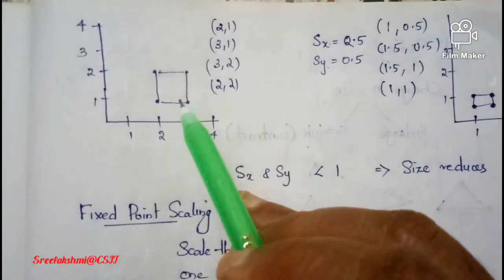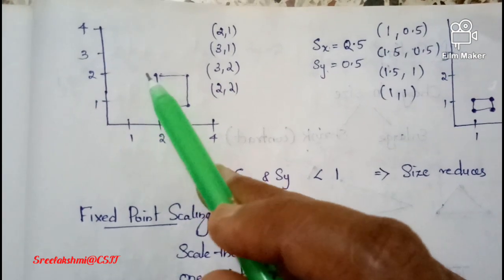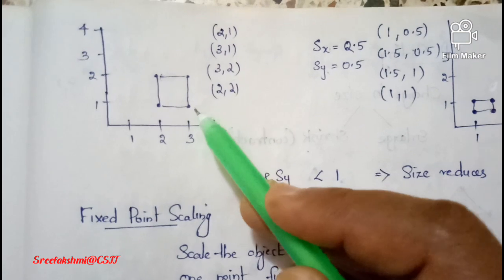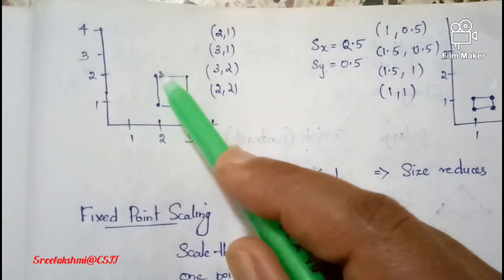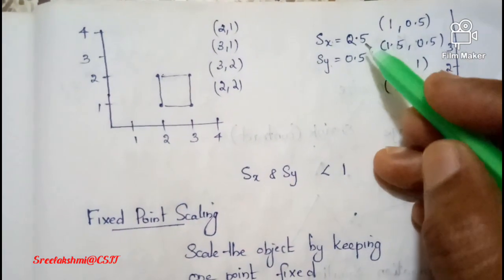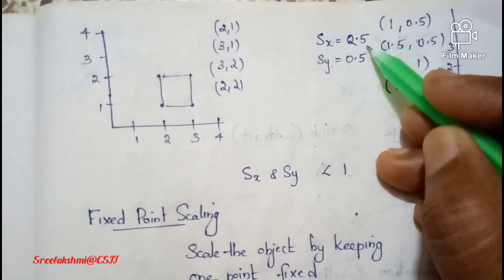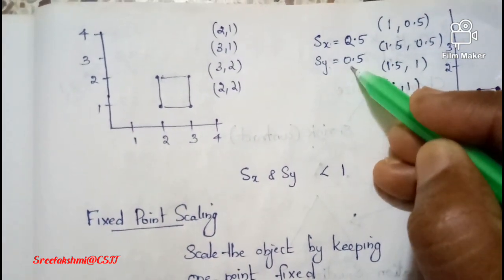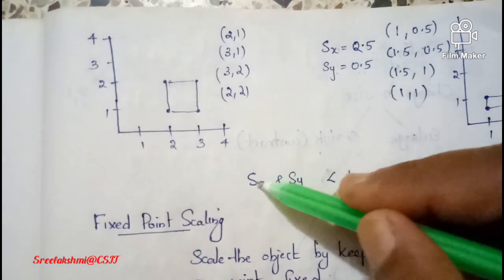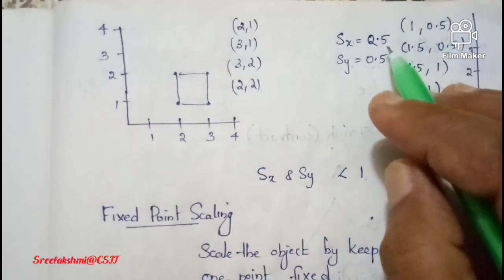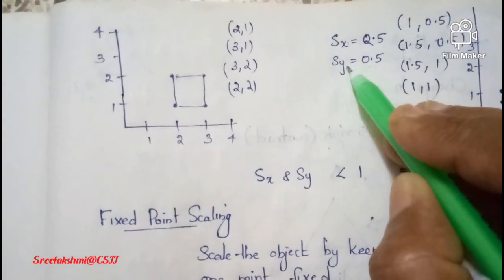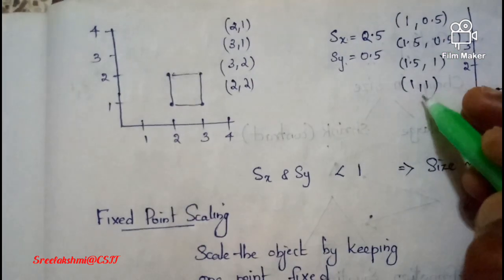Consider a graph where a square is plotted and the initial points of the square are at points (2, 1), (3, 1), (3, 2) and (2, 2). Now the scaling parameters are given as Sx equal to 0.5 and Sy equal to 0.5. Both these values are less than 1. Using the initial points and the Sx, Sy values, I am going to compute the new values.